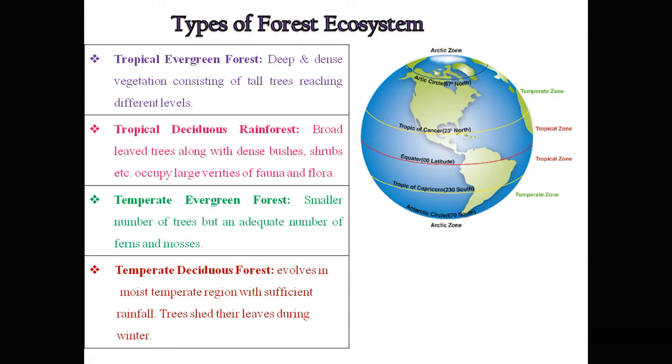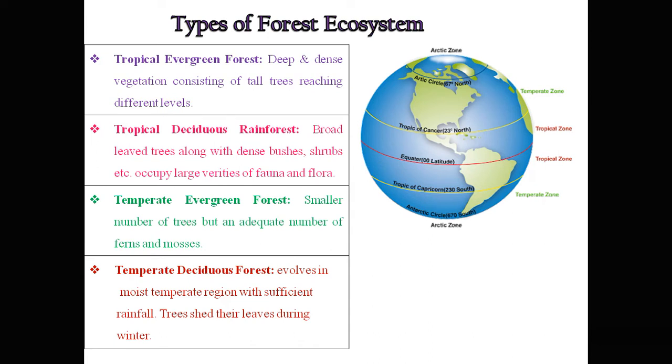There are two main seasons which are present in tropical deciduous rainforest. These are summer and winter. And this type of forest is found in many parts of the world. Large variety of flora and fauna is present in tropical deciduous rainforest. Then the third type is temperate evergreen forest. Temperate evergreen forest is a type of forest that is characterized by a smaller number of trees but an adequate number of ferns and mosses.